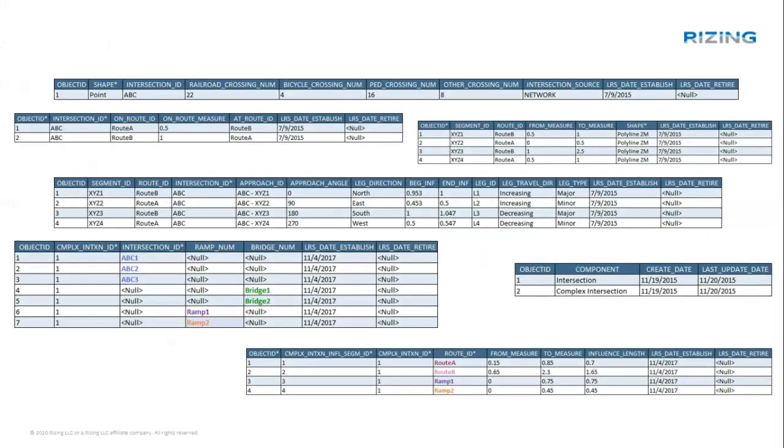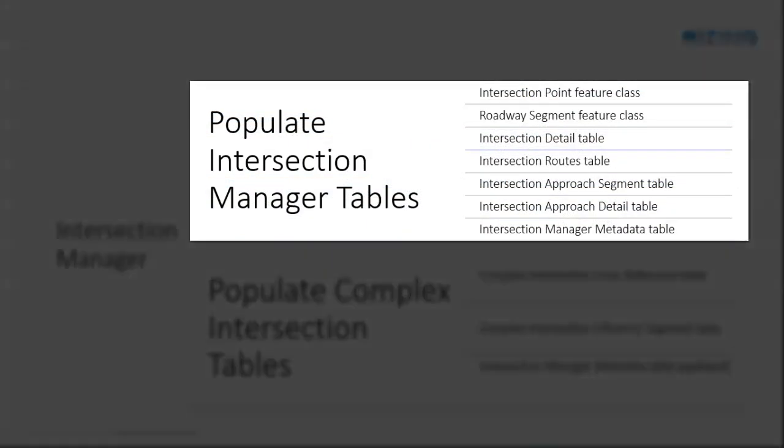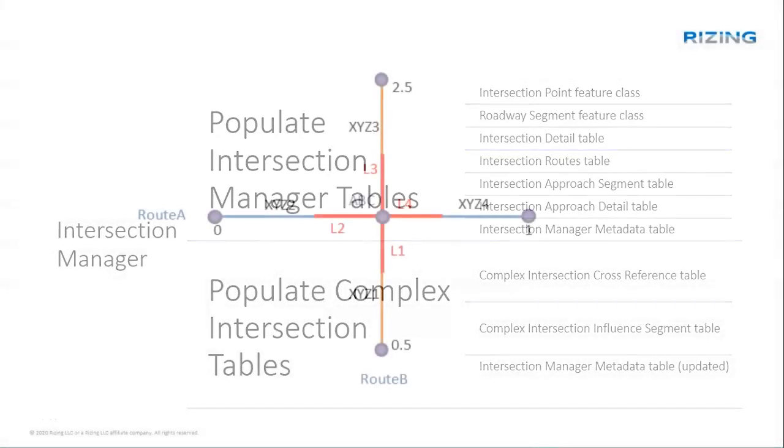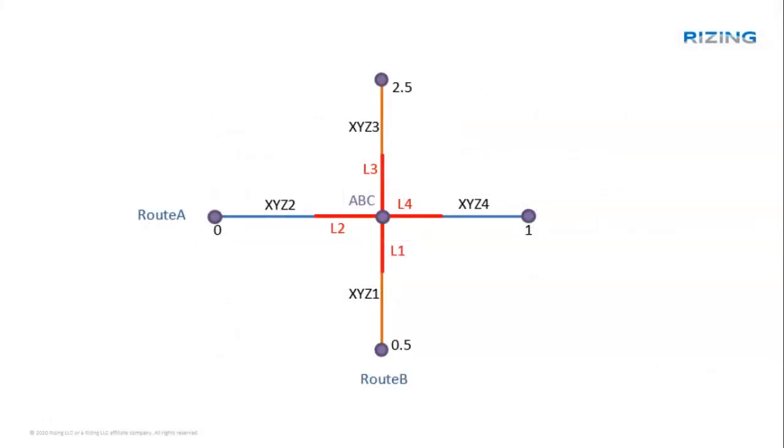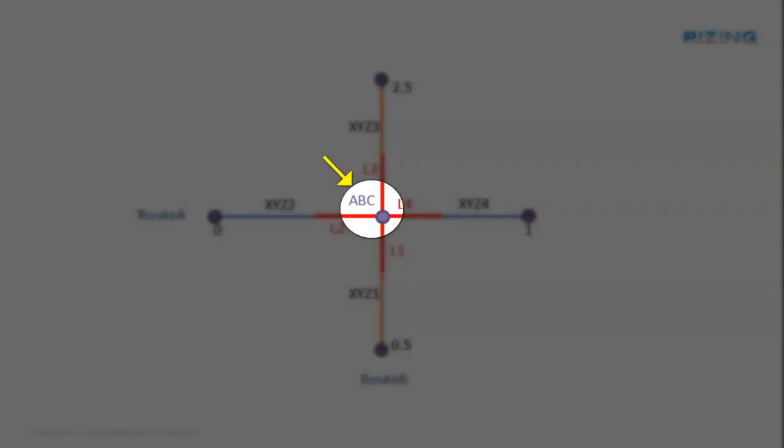Now let's take a closer look at the tables and feature classes Intersection Manager produces. For simple intersections, there are two feature classes and 4 tables that get generated with the Populate Intersection Manager Tables tool. The first is the Intersection Point feature class, which assigns a unique intersection ID to each intersection. In our diagram, the intersection point has been given the ID A, B, C.